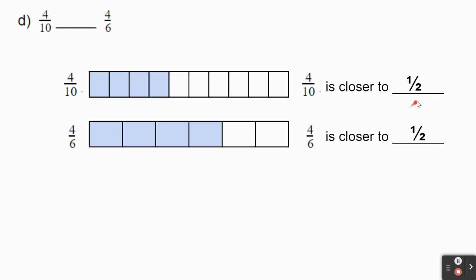Well, if we look here, both of these fractions are closest to the benchmark fraction 1/2. However, 4/10 is a little less than 1/2 and 4/6 is a little bigger than 1/2. So since 4/6 is larger than 1/2, 4/6 is going to be our larger fraction. So we're going to have our symbol open up to eat 4/6, since that is our largest fraction. 4/10 is less than 4/6.